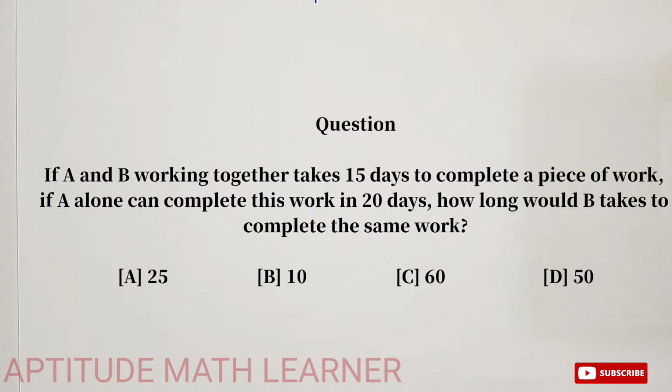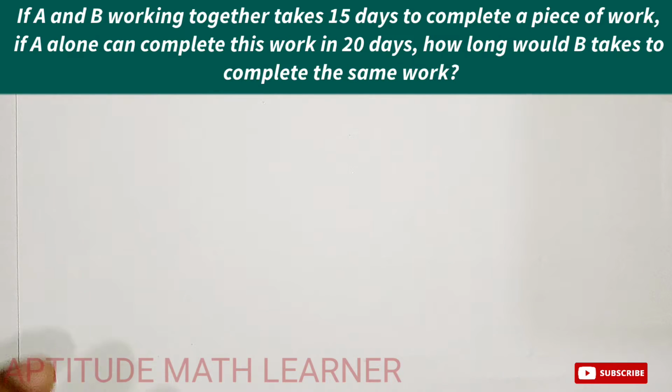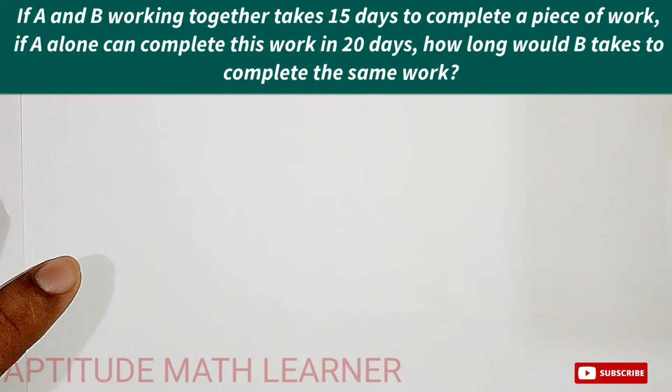And the question today is: A and B working together take 15 days to complete a piece of work. If A alone can do this work in 20 days, how long would B take to complete the same work? So here we have to find out the completion time of work for B. It is a very easy question, but you need to understand it carefully.